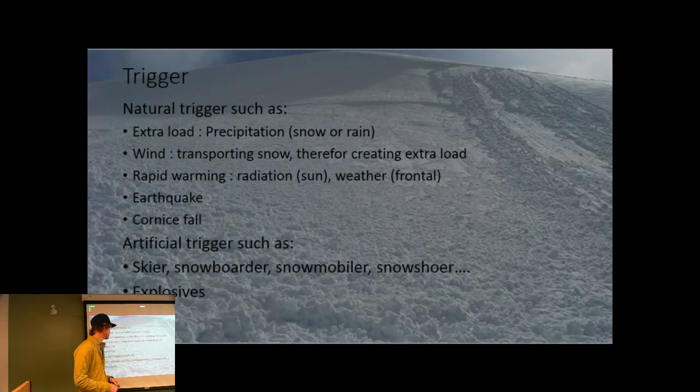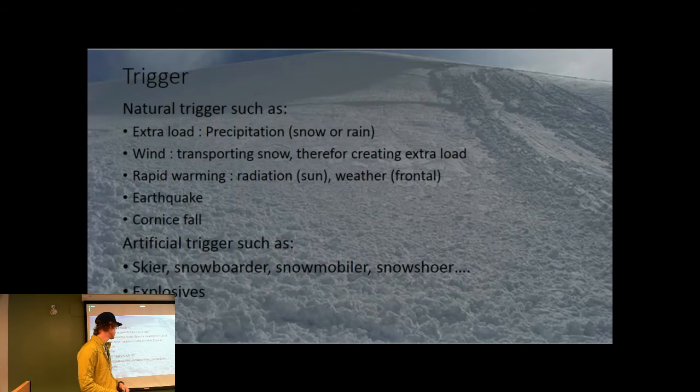Wind transports the snow from one side to the other, creating extra load. So even if it's not snowing, you can scour the snow from one side and bring it to the other side. And if it's snowing and you've got moderate wind, you can triple or even multiply by 5 the amount of precipitation that we're seeing somewhere else. So not much accumulation on one side, and a tremendous amount of accumulation on the other side because of the wind.